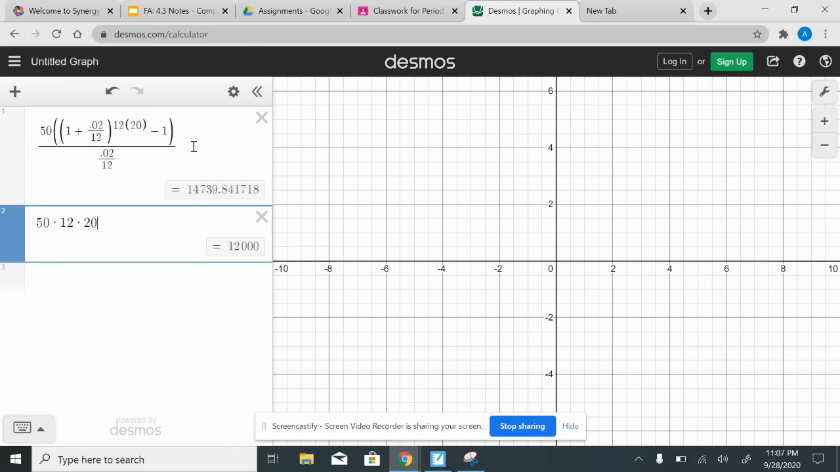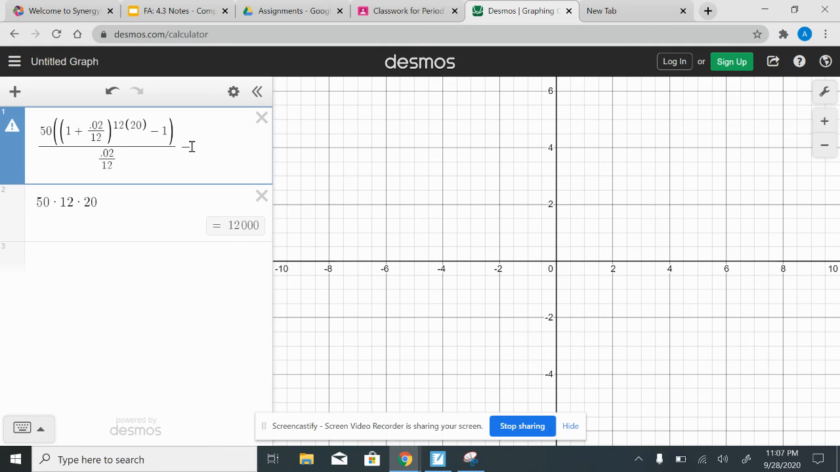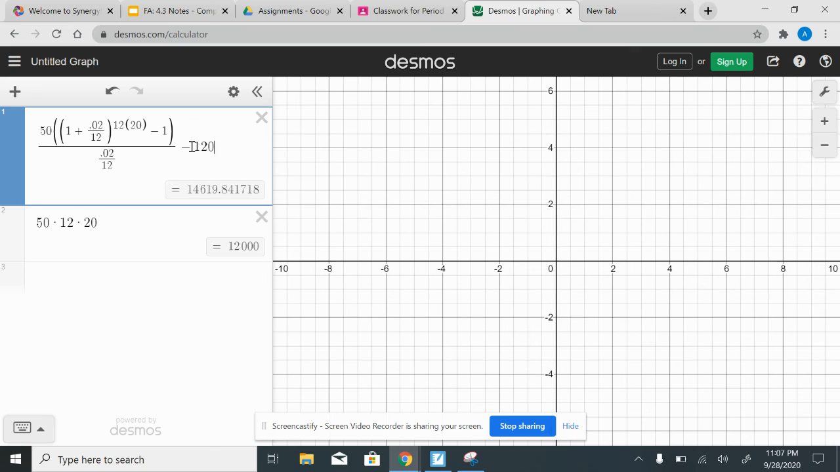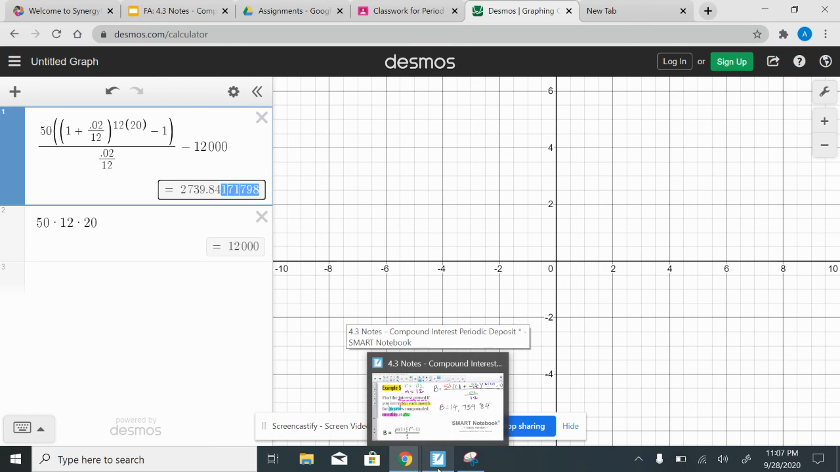So if we want to find the interest earned, you're going to take the whole amount and subtract 12,000. Now, the easiest way to do that is to come up to this ugly formula and subtract whatever you get down here, $12,000. So you can see that what was left over in interest is $2,739.84 because 0.841 is going to round up to 84.